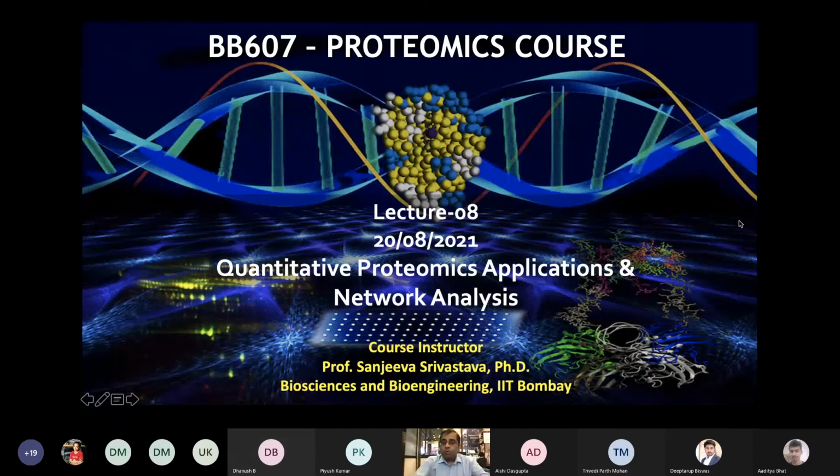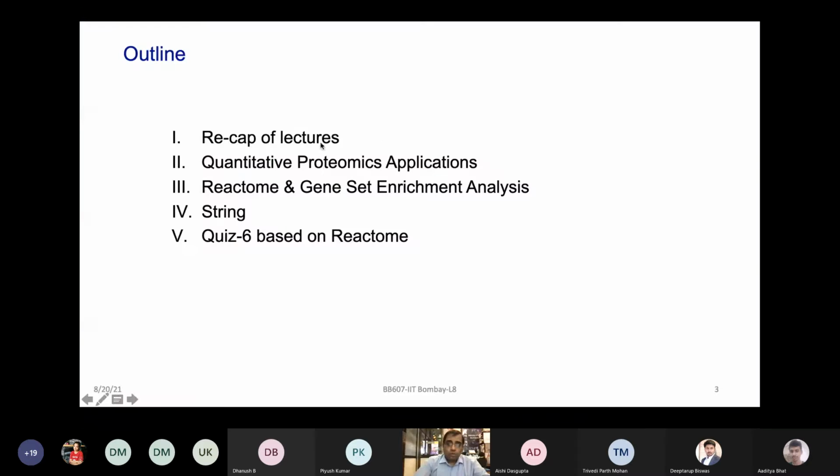So we are discussing quantitative proteomics, and I'll be continuing on that today, along with some network analysis. First, I'll give you a quick recap, mainly focusing on quantitative proteomics and applications. We will continue where we left off on the pathway analysis of Reactome, and also connect with GSEA, which is gene set enrichment analysis, with Reactome, and then also show you how to use STRING for network analysis. And then the quiz will be based on Reactome, for which you already have files and data with you.